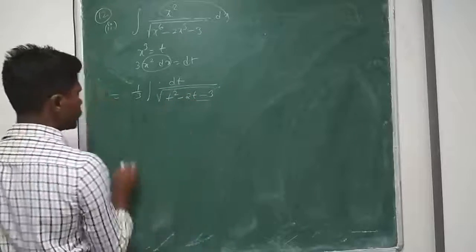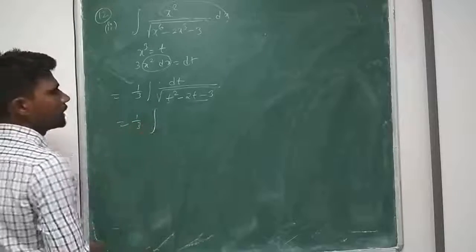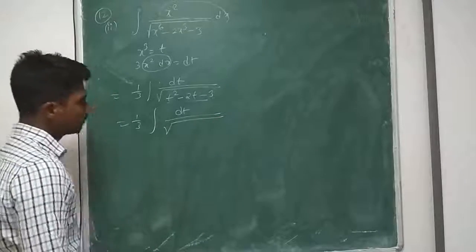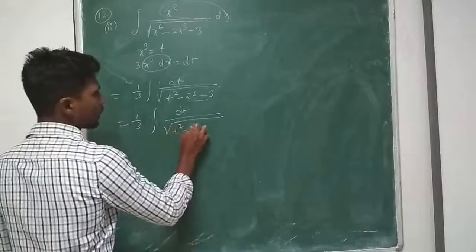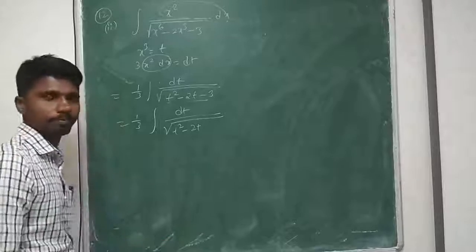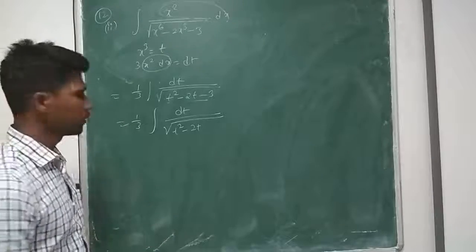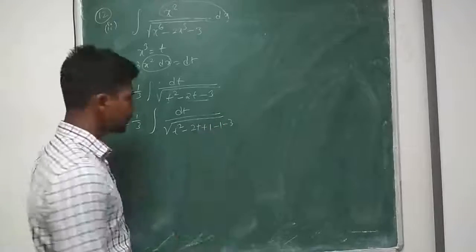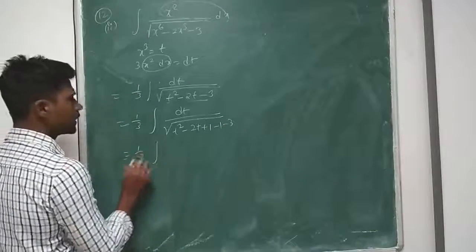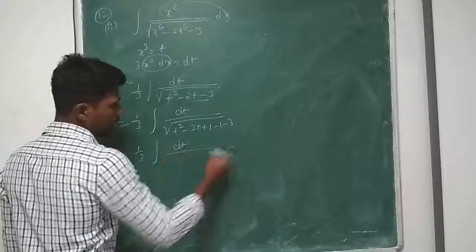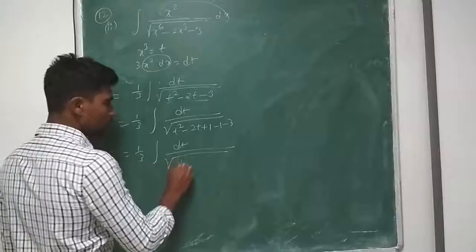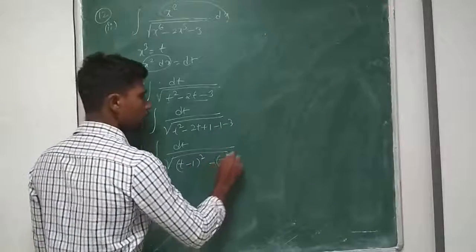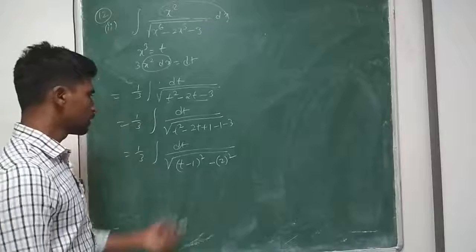Now simplify this. 1 by 3 integral dt by root over t square minus 2t. I need plus 1 to get t minus 1 whole square form. So plus 1 minus 1 minus 3. So 1 by 3 integral dt by root over t minus 1 whole square minus 4, which can be written as minus 2 whole square. So it's t minus 1.